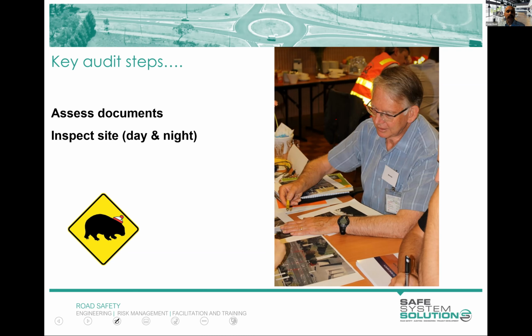You can ask, and you should ask, for more information if you believe there are other things that would help you. They may not have it. You may say, oh, can I have the swept path diagrams? And they say, we don't have them. And you go, okay. And you will note that in your audit: no swept path diagrams were provided. And you can then make some judgment calls based on what you can see.